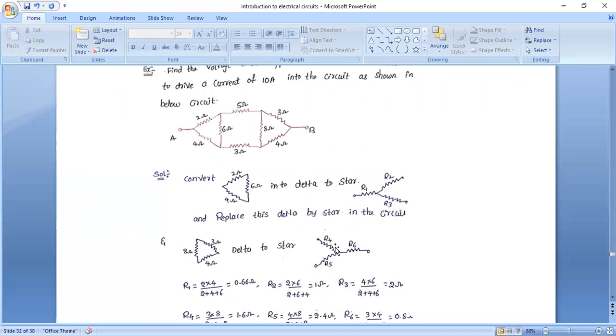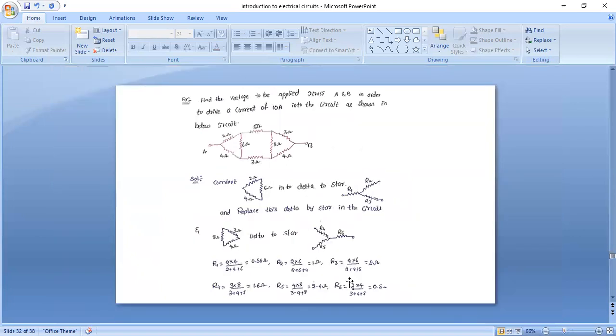Next we will solve one problem on this star delta transformation. So this is the question we have been given. Find the voltage to be applied across A and B in order to drive a current of 10 amperes into the circuit as shown in the figure. So we have to find the voltage across this A and B terminal.